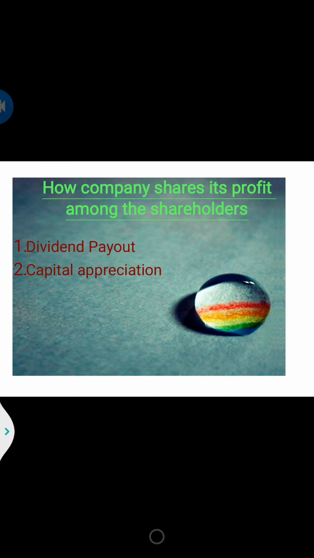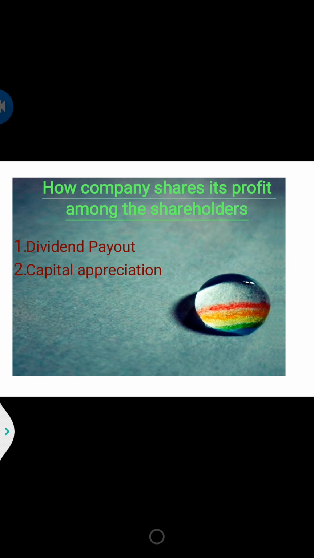The next is how a company shares its profit among the shareholders. When a company requires capital, a primary source of funds is loans from banks. However, raising funds from banks requires interest payments to them, right? When a company raises funds from the public, there is no commitment to a fixed interest payout. There is also profit sharing among the shareholders in proportion to the number of shares held by them.